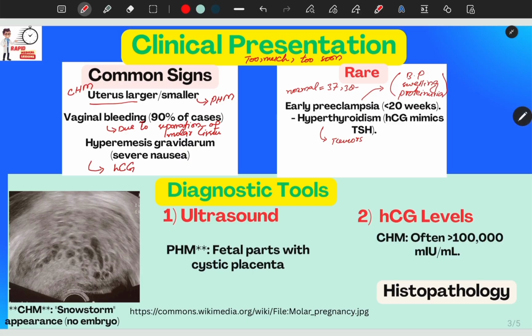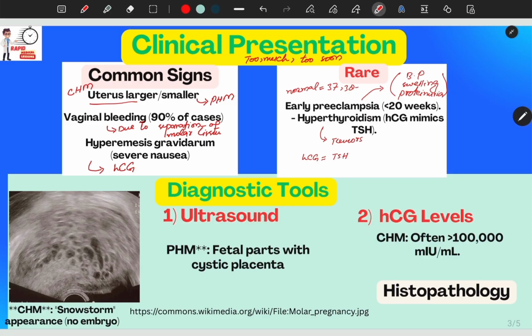These were all the symptoms and red flags for molar pregnancy. Keep in mind that these signs and symptoms appear in the first trimester or at the start of the second trimester. Let's discuss the diagnosis. The diagnosis is based on ultrasound findings and HCG levels. There are two tools: the first is ultrasound and the second is HCG.